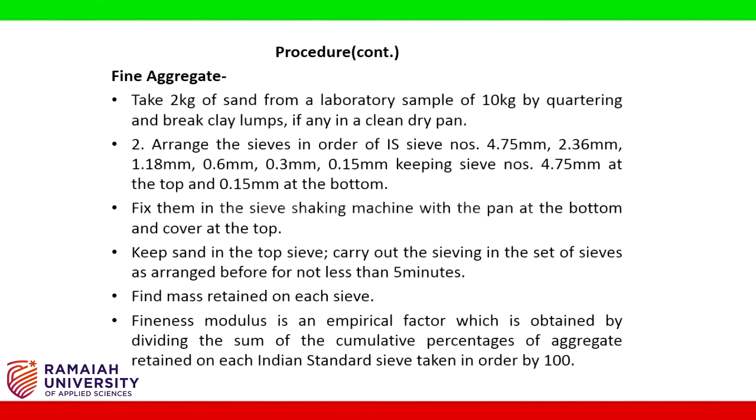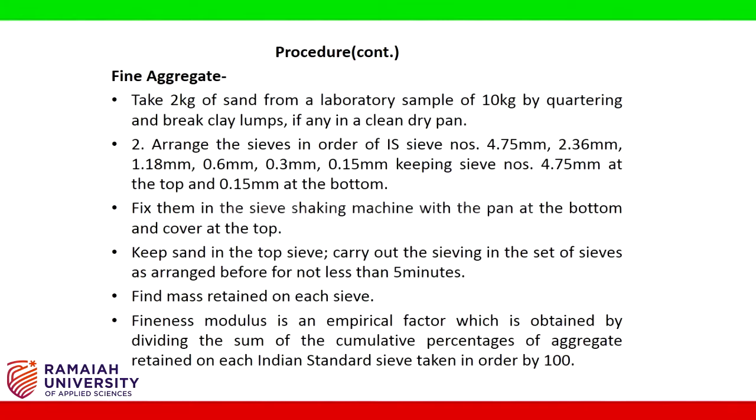Fine aggregate. Take 2 kg of sand from a laboratory sample of 10 kg by quartering and break clay lumps, if any, in a clean dry pan. Arrange the sieves in order of IS sieve numbers 4.75 mm, 2.36 mm, 1.18 mm, 0.6 mm, 0.3 mm, 0.15 mm, keeping the 4.75 mm sieve at the top and 0.15 mm at the bottom. Fix them in the sieve shaking machine with the pan at the bottom and cover at the top. Keep sand in the top sieve.